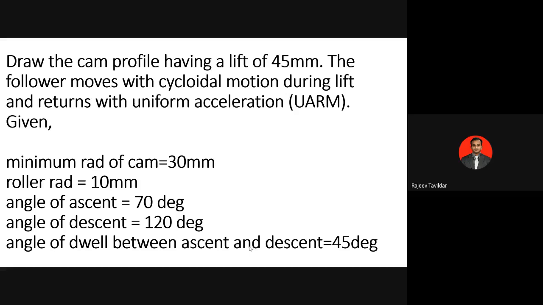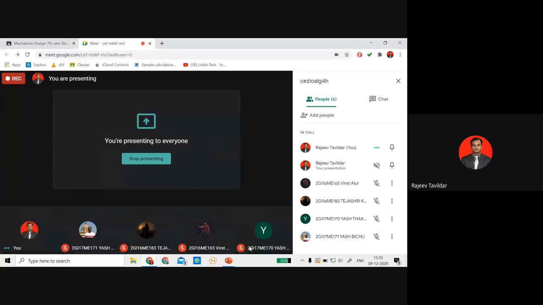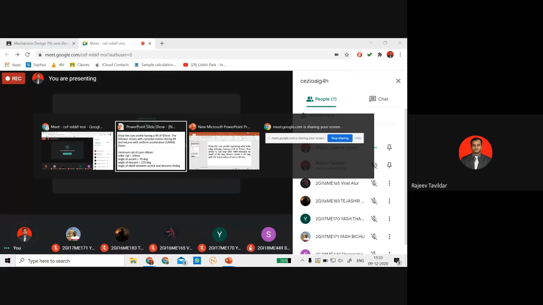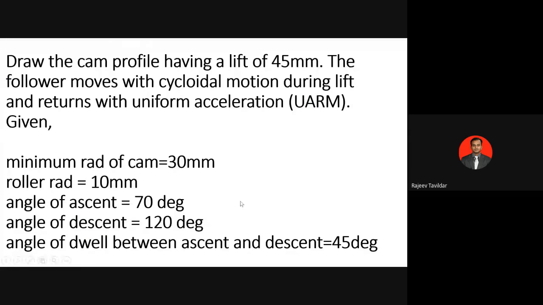Along with that, the additional data we have here is the minimum radius of the cam, which is given as 30 mm. We have the roller radius as 10 mm. Angle of ascent is given as 70 degrees, and angle of descent is 120 degrees. And the angle of dwell between ascent and descent is 45 degrees. So with this data, let us start with the problem.